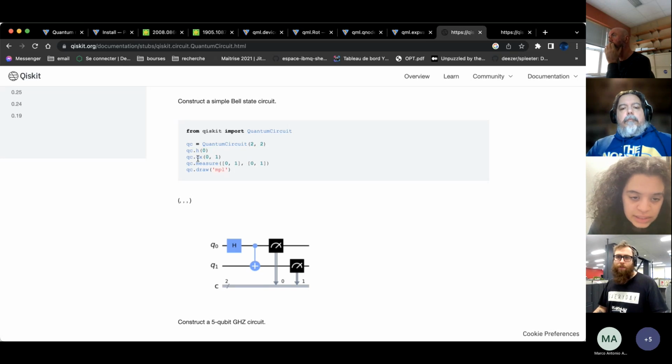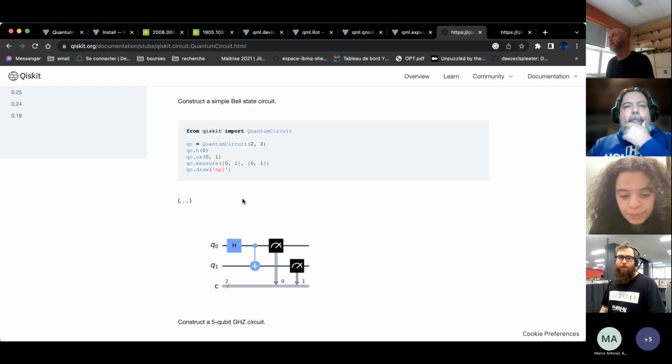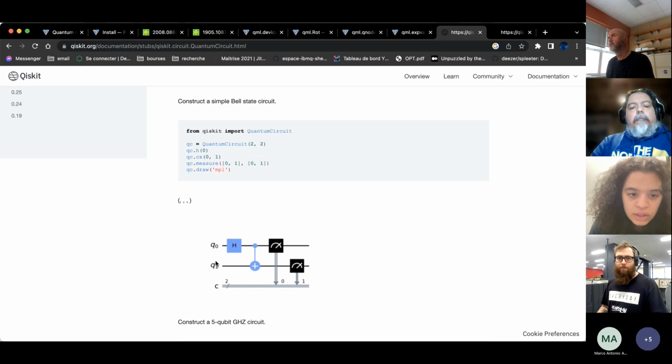Next, we have a QC.CX. This time we have 2 parameters, 0 and 1, to define the control qubit and the target qubit. So here, as you can see, Q0 is the control qubit and Q1 is the target qubit, which we see then a CX gate, a CNOT gate, right here applied, with this as a control and this as a target.